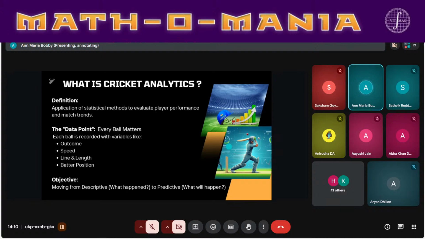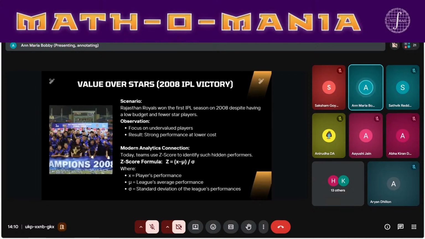Moving on to the next slide, we have this case study, value over stars, the 2008 IPL victory. As we all know, IPL started in the year 2008, and Rajasthan Royals won the first IPL season despite having a very low budget and very few star players. It was a brilliant captaincy under Shane Warne. They focused on underrated players like Yusuf Pathan, Shane Watson, Graeme Smith.